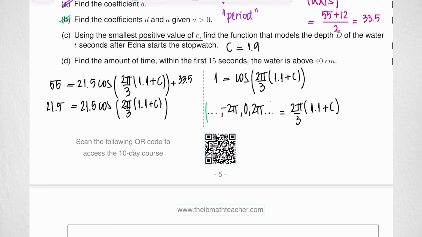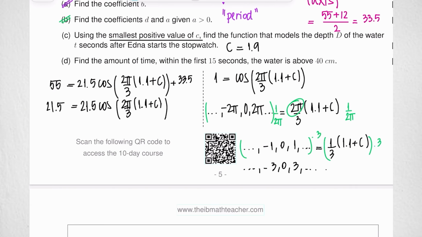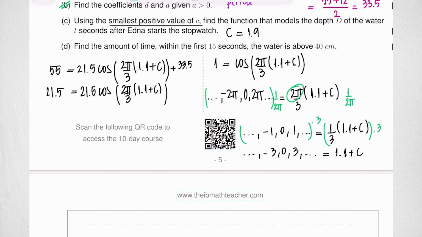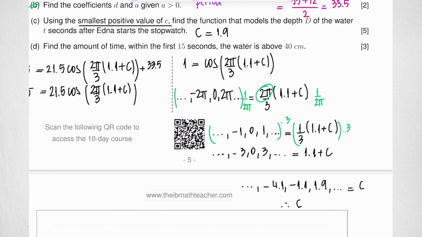Now you should divide everything by 2 pi in order to get rid of this. So you get negative 1, 0, 1, all the way up to infinity equals 1 over 3 times (1.1 plus c). Then you multiply everything by 3, which gives you these results. And then you subtract 1.1 from each one of these solutions, meaning you would get negative 4.1, negative 1.1, and then the first solution, which is positive, which is the correct one. Therefore, the first positive number is 1.9. So this is much harder than using the numeric solver, of course.